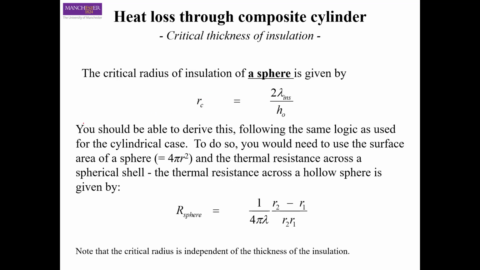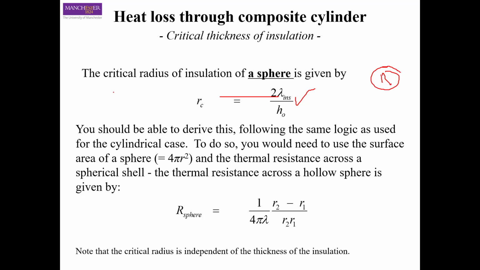Now, if you change your geometry, for example, if you are looking at a spherical system, let's say some reaction is happening inside this sphere and you want to insulate this system, you have to calculate the value of RC, and if you use the same process that we developed for the cylindrical system, the RC value would be equal to 2 lambda over H naught. So this 2 comes from the geometry. It means that the value of RC very much depends on the geometry itself.